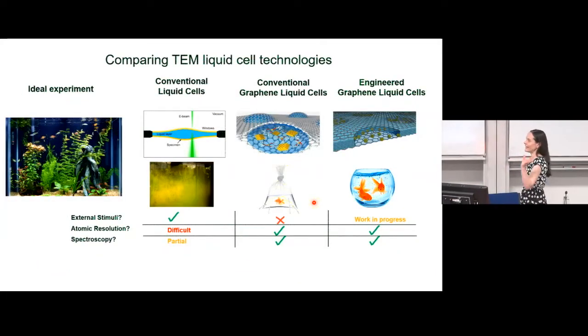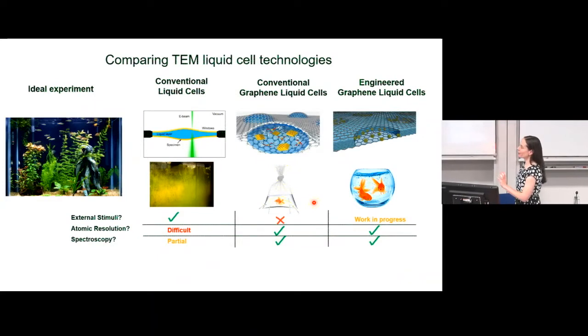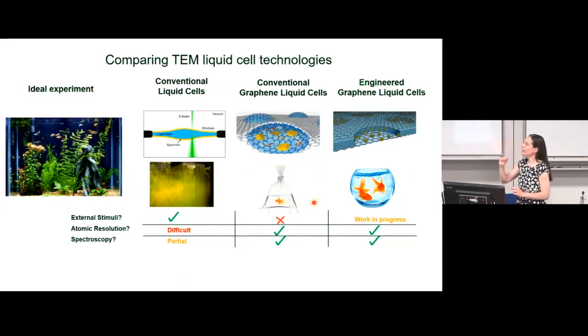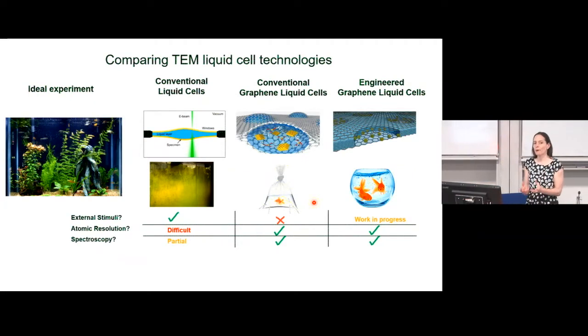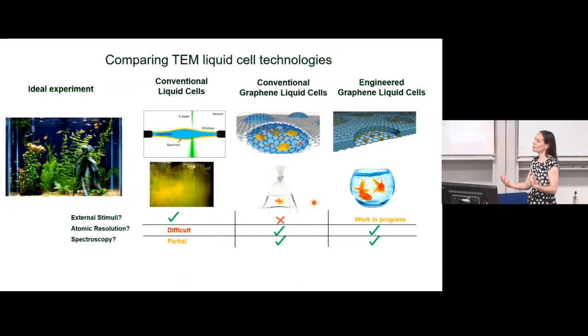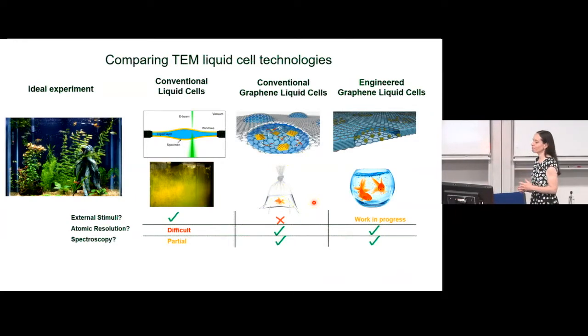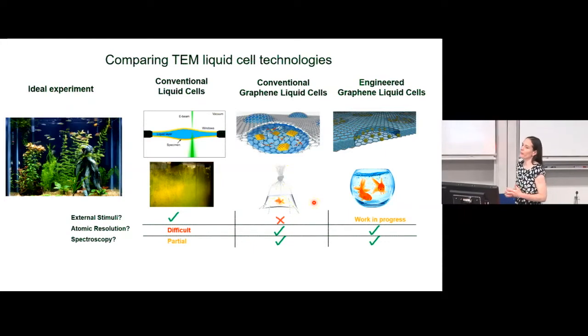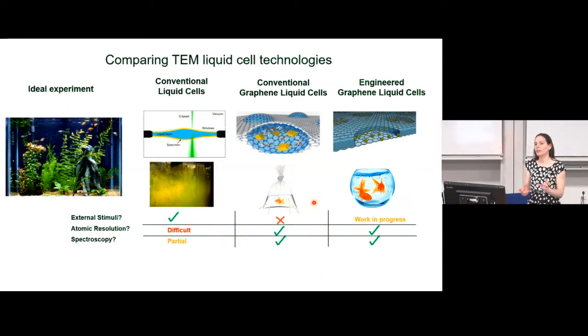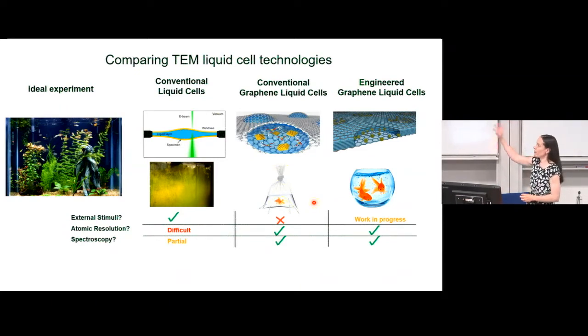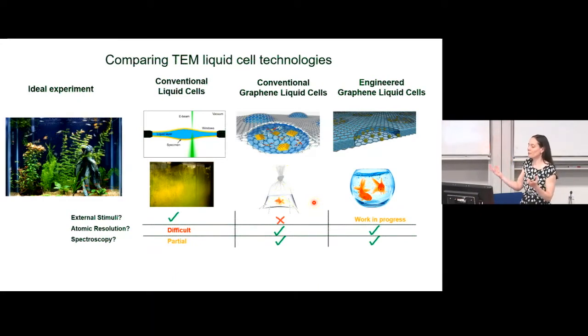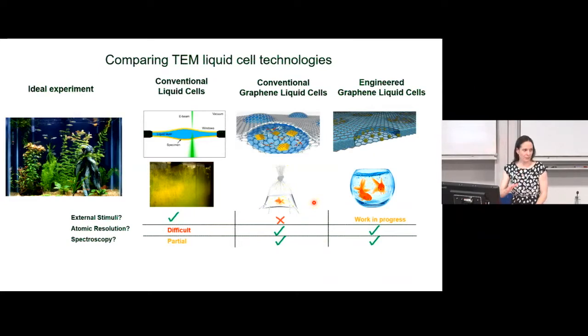But just in summary at this point, hopefully I have convinced you that when we're trying to do our ideal experiment, which is that fish tank, the conventional liquid cells are really, really powerful, but the presence of that thick liquid cell degrades the resolution. They do have some advantages for doing functional experiments. The graphene cells give us these beautiful atomic resolution images, but they're really hard to work with, and it's quite hard to go beyond an experiment which is triggered by the electron beam. And then we have our engineered graphene liquid cells, which I'm now going to show you how we can take that and go a little bit further than we could before in the last 5 minutes.